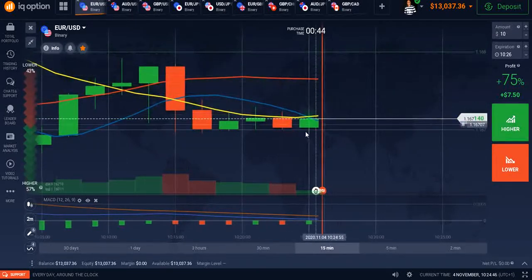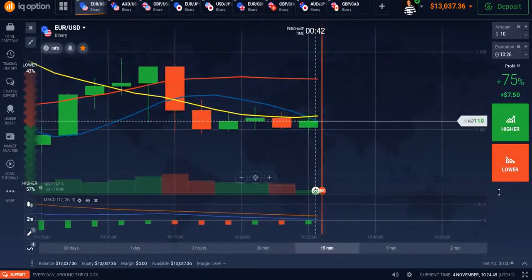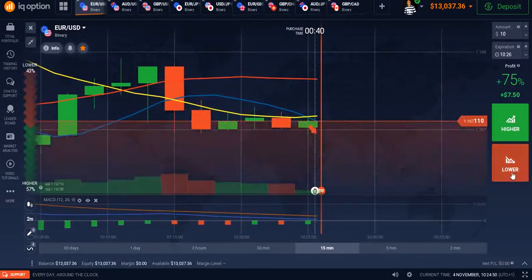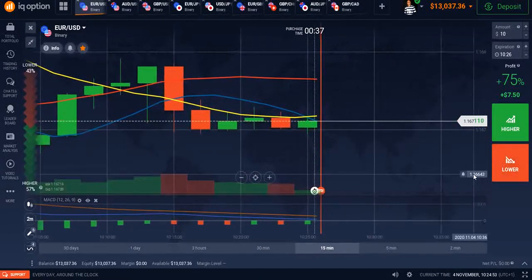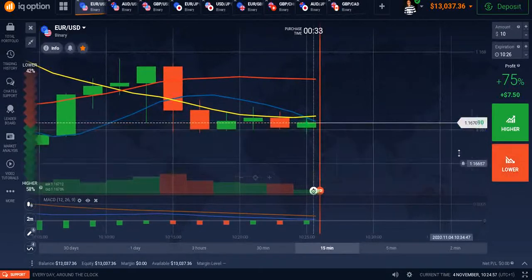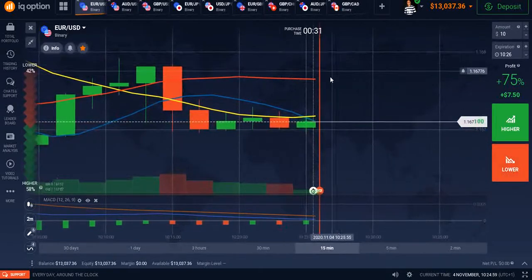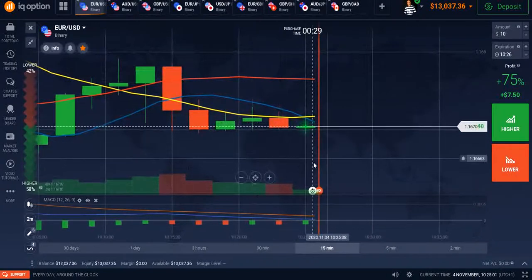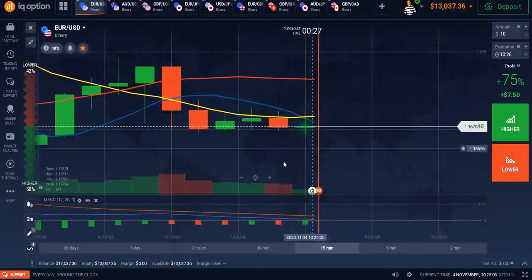Anytime this moving average is down, it's telling you it's for sell, it's for low, it's for put option. So anytime it's up is buy, anytime it's down is sell. That's the way it works, guys.